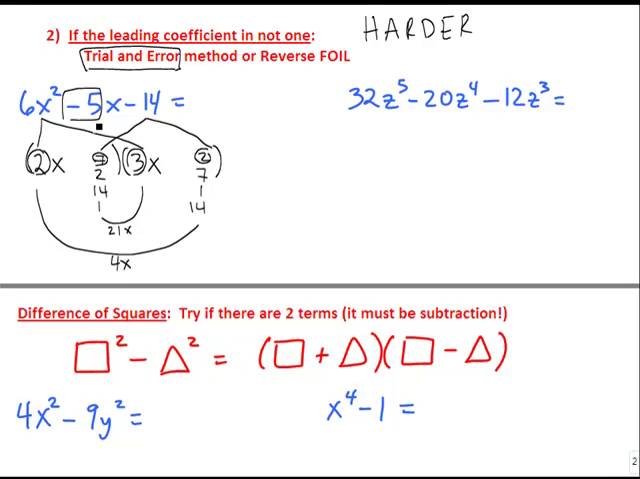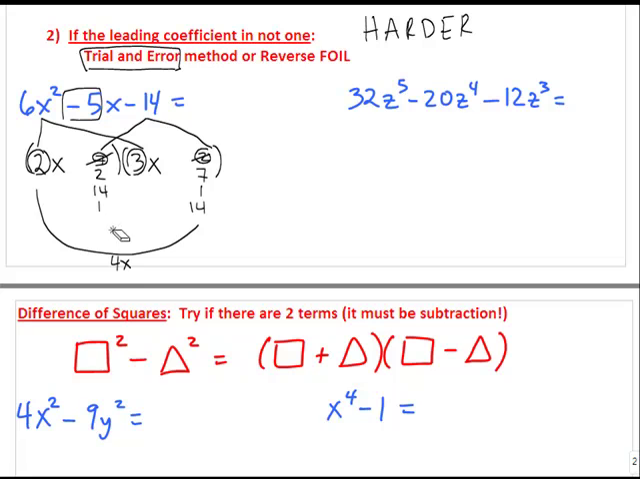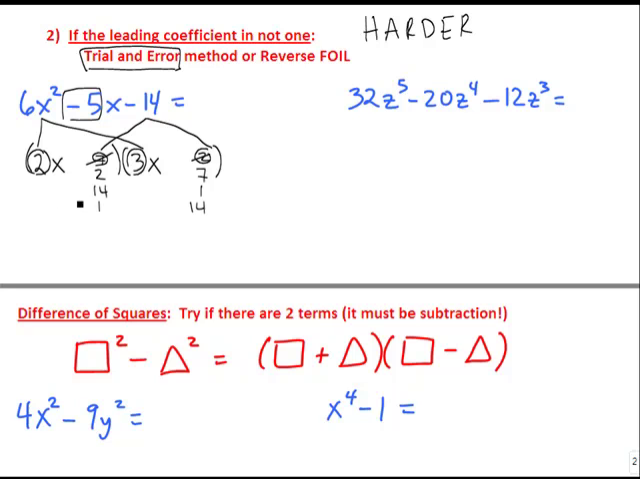Is there any way to get a negative 5 from a 21 and a 4? No. So that means this choice doesn't work. So now what we're going to do is erase down here, and we're going to try this again with our next outer and inner choices.